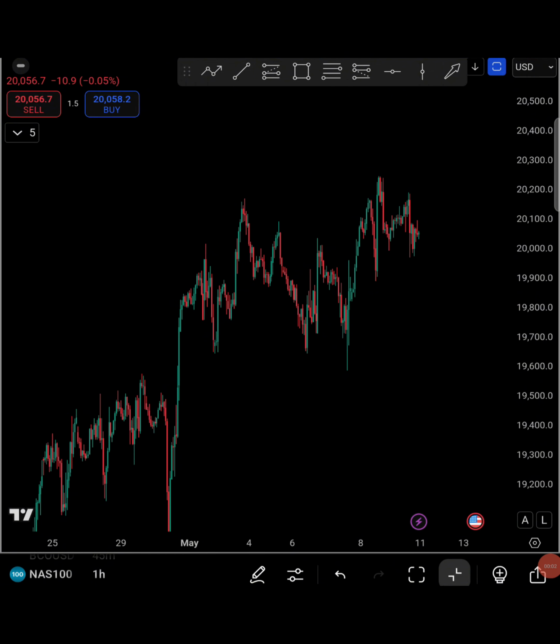Trendlines, one of the favorite tools of any professional trader. Let's get to it. This is the US 100 1 hour time frame.